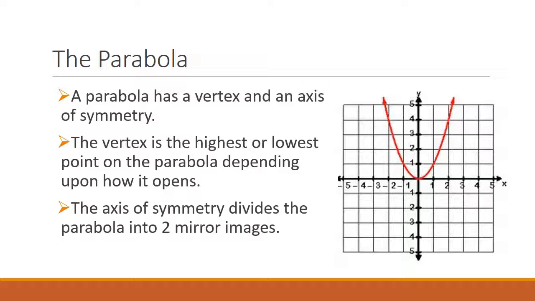The axis of symmetry splits the parabola in two equal pieces right down the middle, and the two pieces are mirror images of each other. In this case, the axis of symmetry is the y-axis.